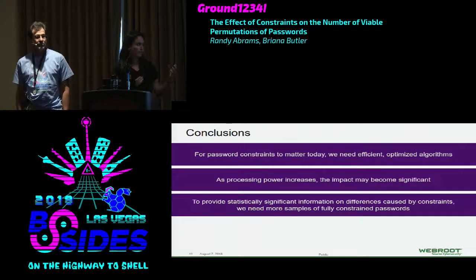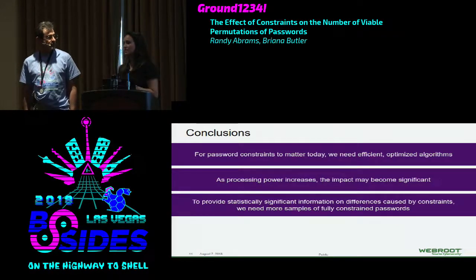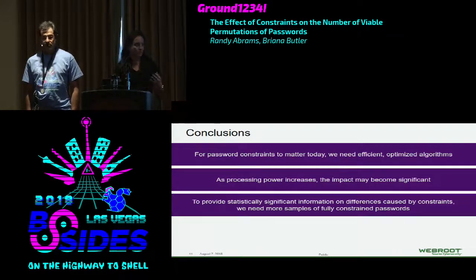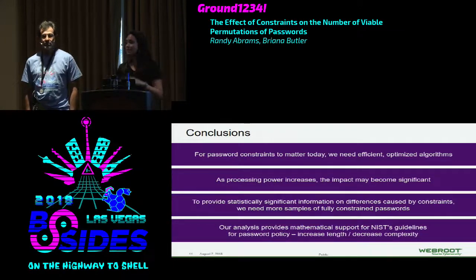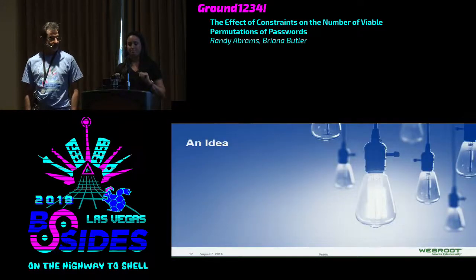We understand that to provide more statistically significant information, we need more data, more password dumps that have the fully constrained passwords, maybe representative of corporate password dumps, that type of stuff. We understand that. And we would contend that our analysis does provide some mathematical support for NIST password policy guidelines: increase the length and decrease the complexity requirements, please.